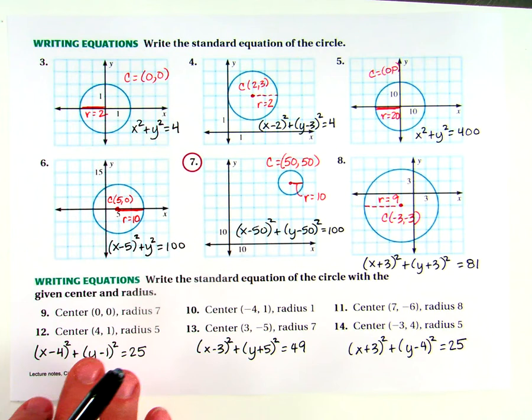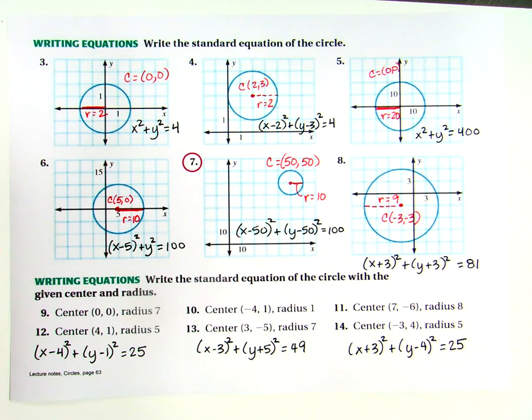So how are we going to write an equation of a circle from a graph? Here's a graph.